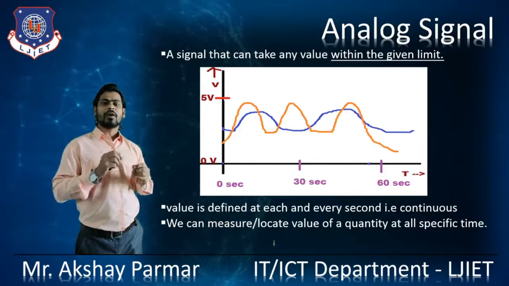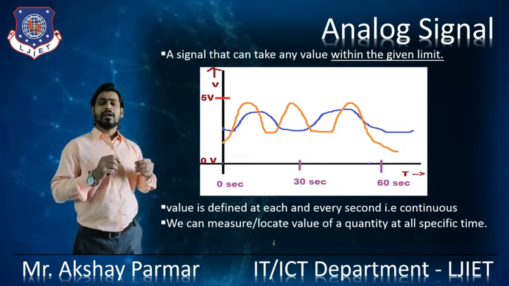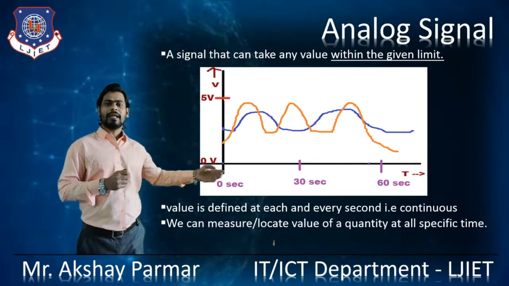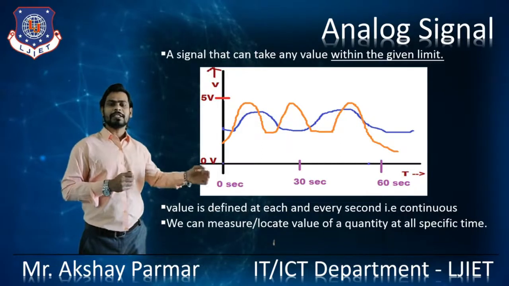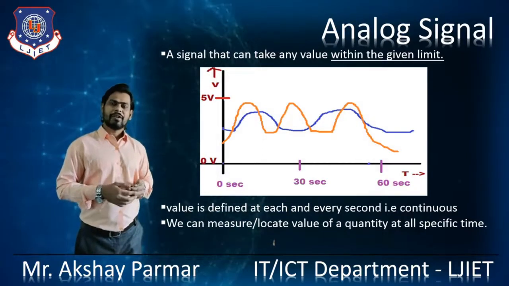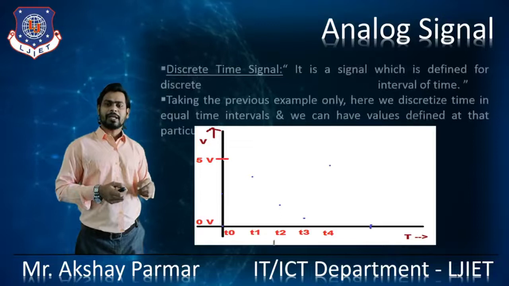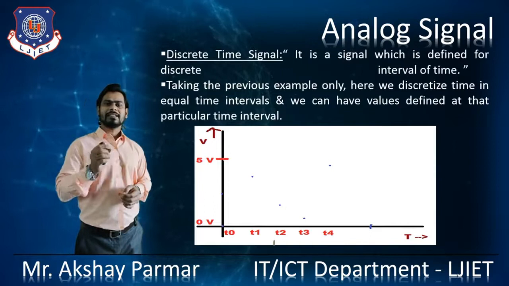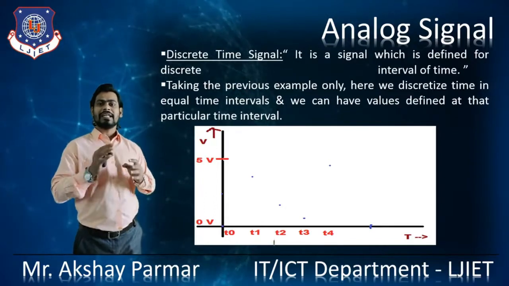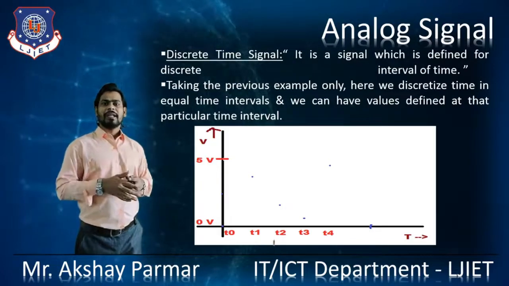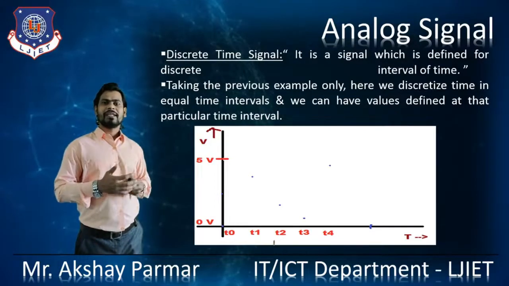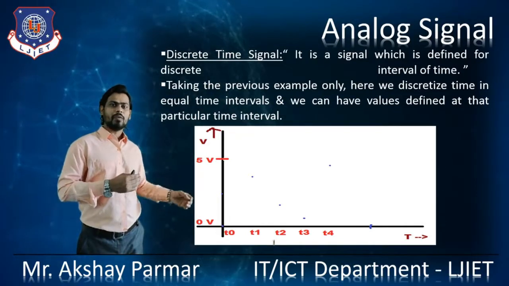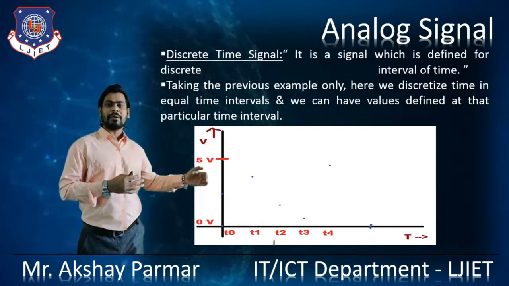We can measure or locate the value of the quantity at all specific times. As you can see, you can measure the value at any time interval or any specific time. What if you are measuring in particular certain time intervals? Then it is called a discrete time signal. It is a signal which is defined for discrete intervals of time. Taking the previous example, here we discretize the time in equal time intervals, and we have the value defined at each particular time interval.